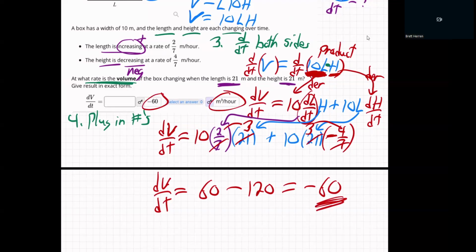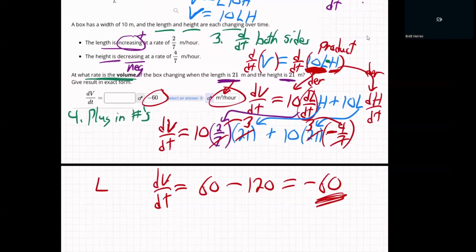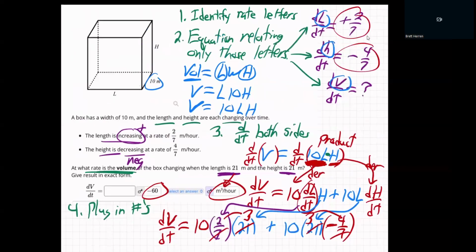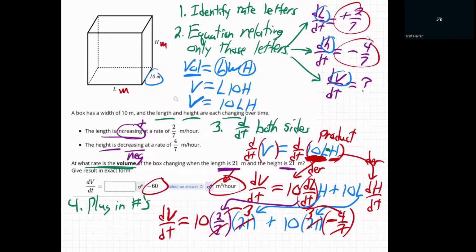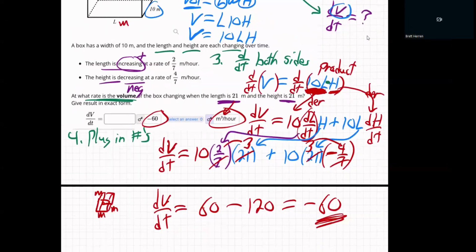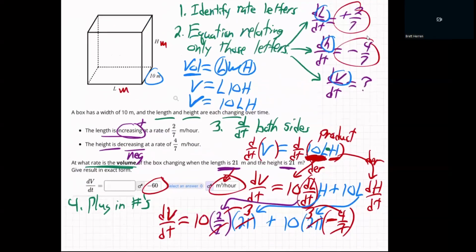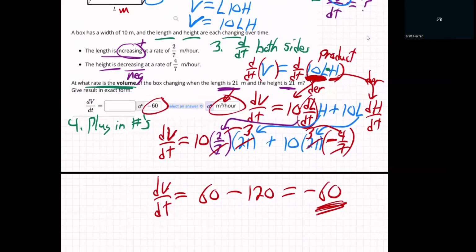And that's cubic meters per hour because volume is always cubic units. A three-dimensional shape has volume in cubic units, meters by meters by meters, length with height, meter, meter, meter. I don't know why I drew a little cube down there. We got a cube up there. So yeah, it's volume. It's how many little cubes can you fit to fill up that whole shape? Cubic meters per hour. That's how the volume is shrinking. It's going down 60 cubic meters per hour. And so there we go.